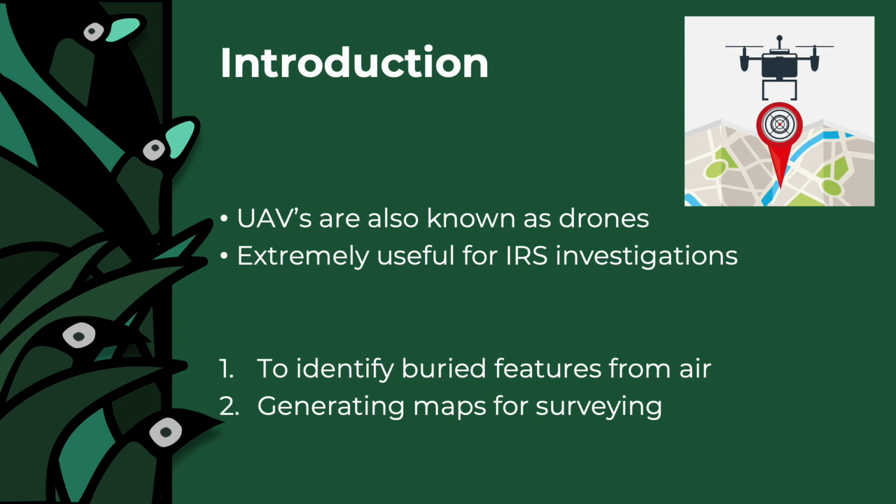Unmanned aerial vehicles, UAVs, more commonly referred to as drones, and officially described as remotely piloted aerial systems, RPASs, in Canada, are extremely useful for investigations at Indian residential schools. They serve two primary functions. One, primary investigation, where a variety of UAV-mounted sensors are used to try to identify buried features from the air, including unmarked graves and other buried archaeological features. And two, to generate maps to aid in the planning and execution of subsequent ground-based investigations, including GPR.